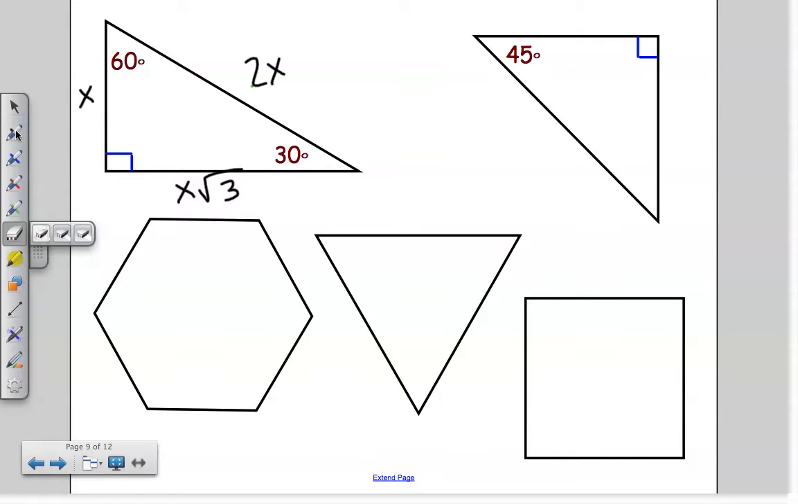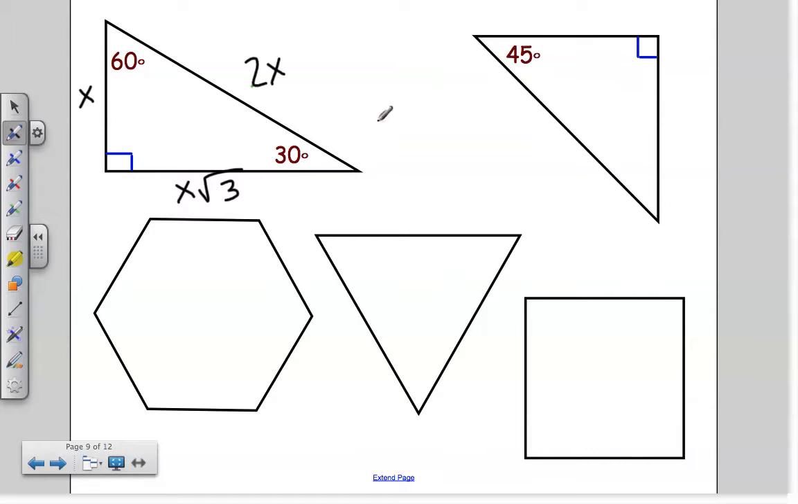So there's our 30-60-90 shortcuts. If you have the short leg, you times by 2 to get hypotenuse, and you times by square root of 3 to get the long leg. If you have the hypotenuse, divide by 2 to get back to short leg. If you have the long leg, divide by square root of 3 to get back to short leg.